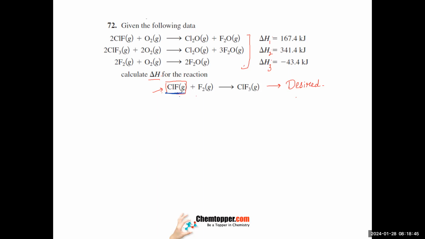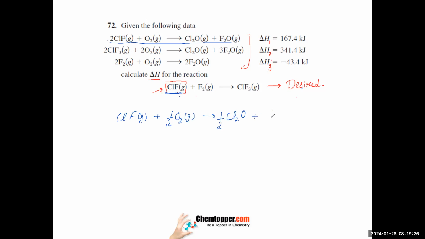Okay. How many ClF do you want? You want the desired. Check how many you want: 1. How many is this equation giving you? So what should you do? Do the change. What am I going to do with this equation 1? Yes, divide it by 2 and write it. ClF divided by 2, so it is ClF now. O2 will become, write down in your notebook, divide the whole equation by 2 and divide this delta H also by 2.